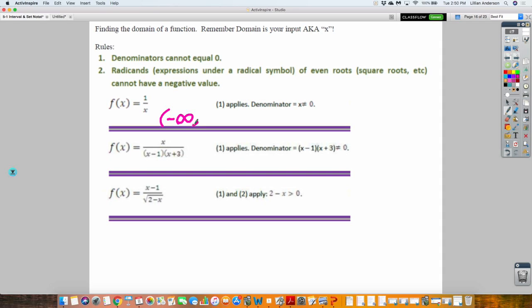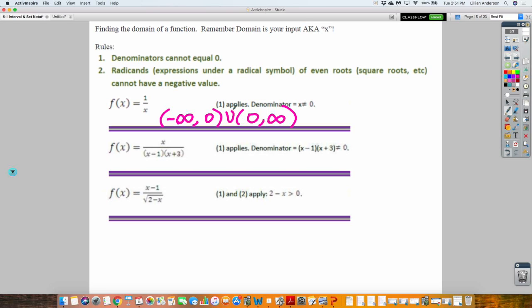Okay? So to write that in interval notation, that would be from negative infinity all the way to 0. But what's going to go around 0? A parenthesis. And remember, it can't equal 0, otherwise it would be undefined. And that's why we're using a parenthesis. Parenthesis means it's not included. But it goes all the way to 0. It just doesn't include 0.